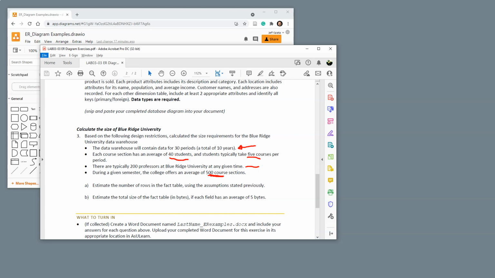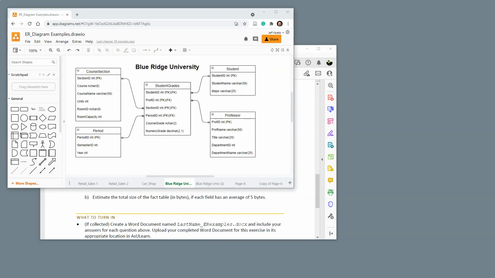Our first question is, estimate the number of rows in the fact table. In order to do this, we have to think about what constitutes 1 row in this particular table. A row is a student who had taken a course in a certain semester with a professor, and what was the grade they earned. So really we want to look at how many student grades we have.